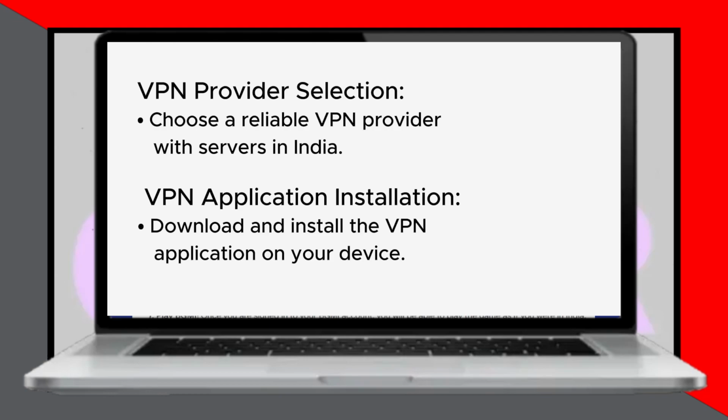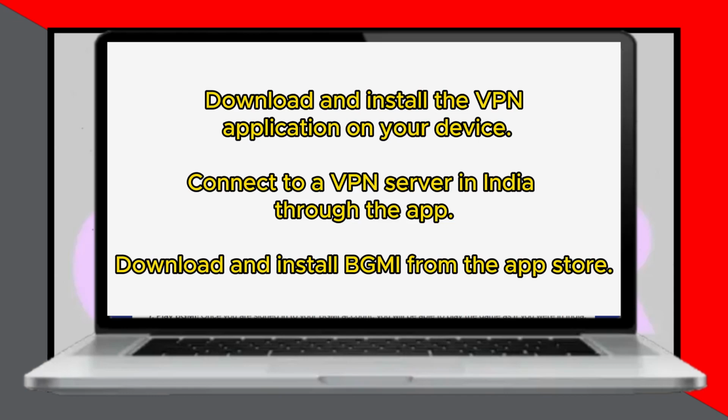Next, sign up for a VPN account. Once you've chosen a provider, create an account and subscribe to a plan. Then download and install the VPN application on your device. The app should be available for your device's operating system such as Android or iOS.